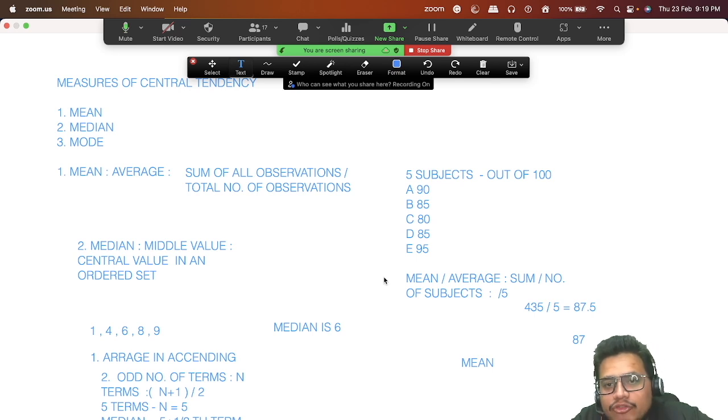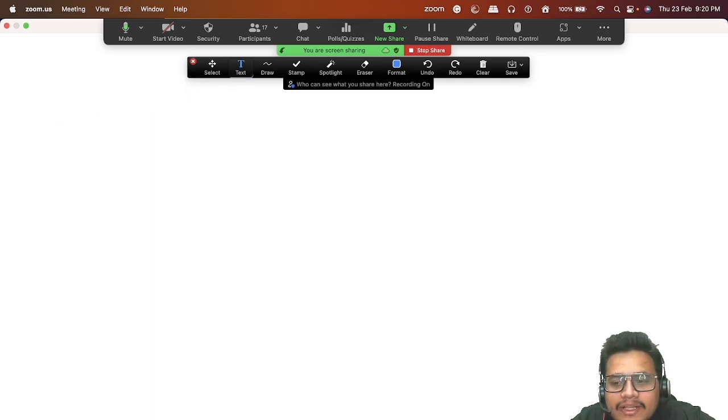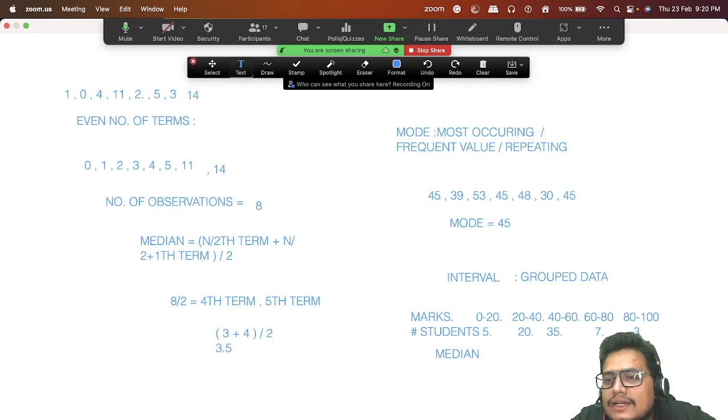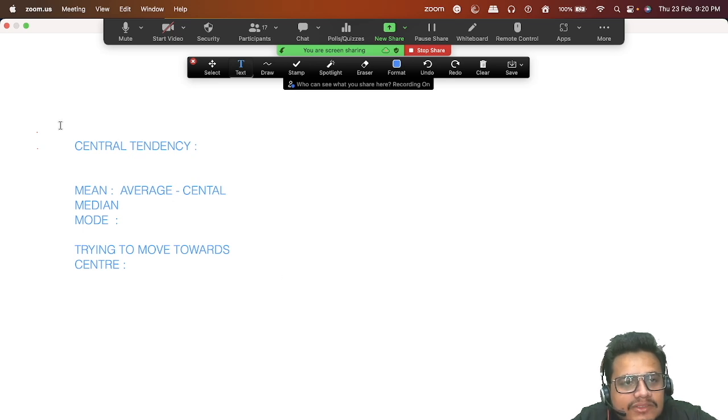जो मेरा मोड है वो भी कहाँ पे गया, मेरी सेंट्रल की ओर गया. They all tend to move towards my central value. So that's why we call them measures of central tendencies. Okay, so if someone asks you why it is called measures of central tendency, then you can answer that they all tend to move towards the center of my data.